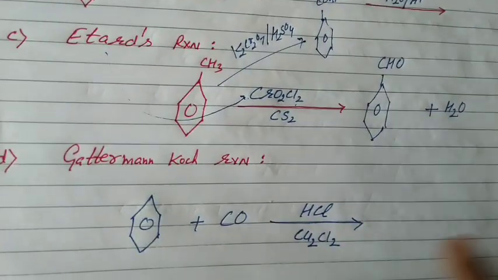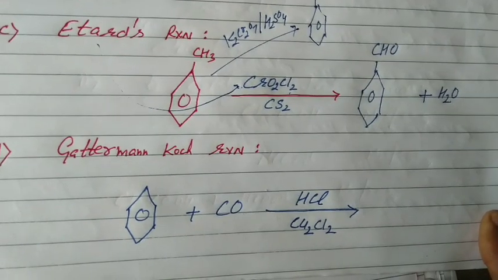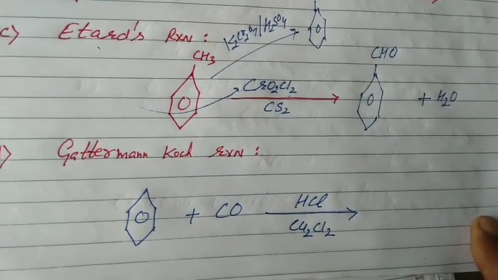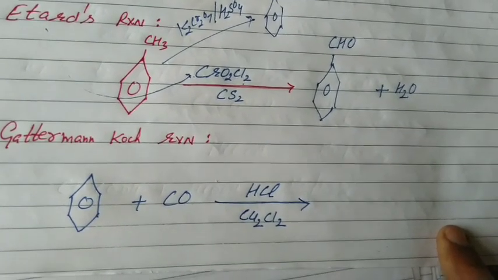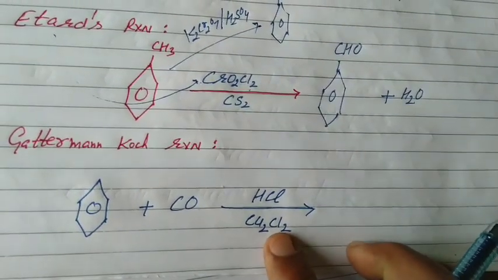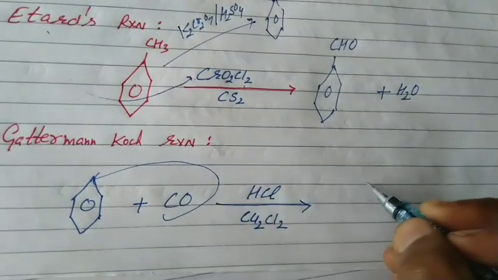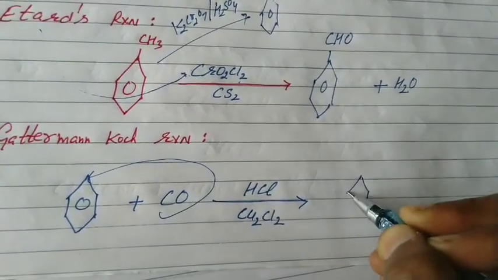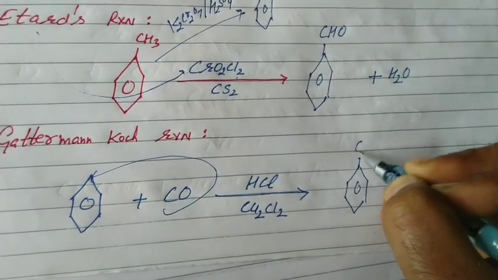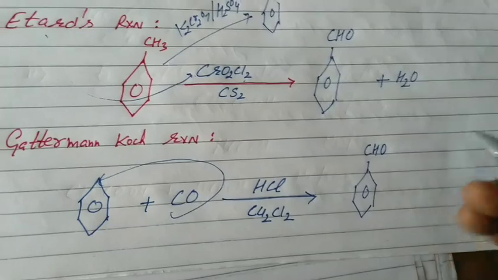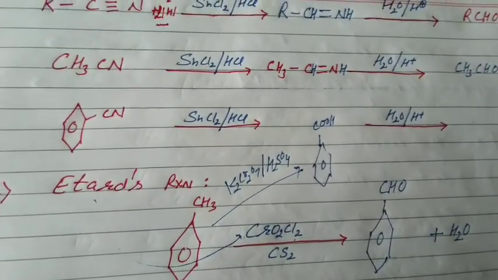Next is the Gattermann-Koch reaction. In the Gattermann-Koch reaction, again aromatic aldehydes are prepared by treating benzene or its derivative with carbon monoxide and hydrogen chloride in the presence of cuprous chloride acting as catalyst. What will happen, students? CO attacks the ring and we get C6H5CHO. This chemical reaction is called the Gattermann-Koch reaction. These are the reactions in which we get aldehydes only.